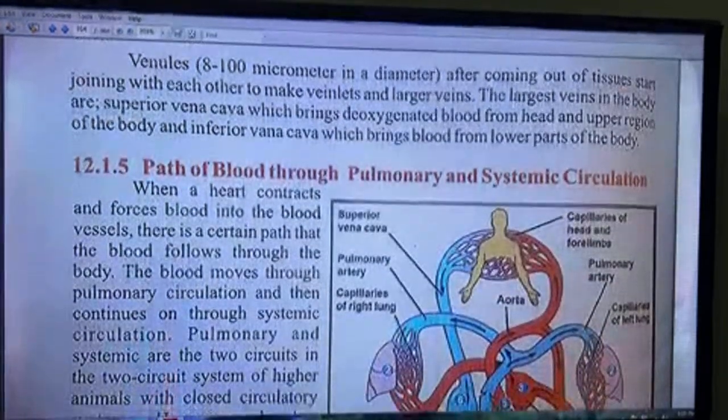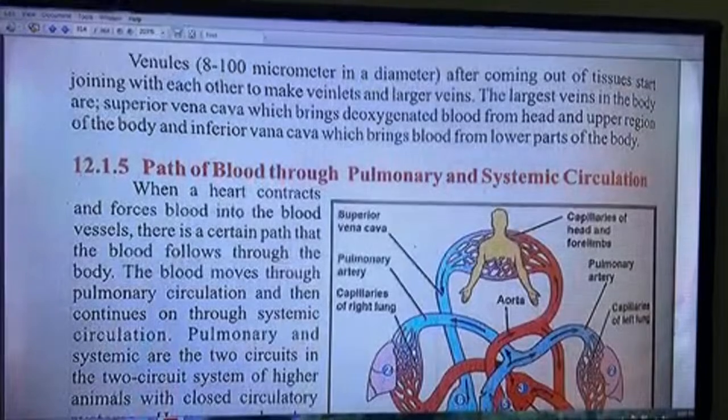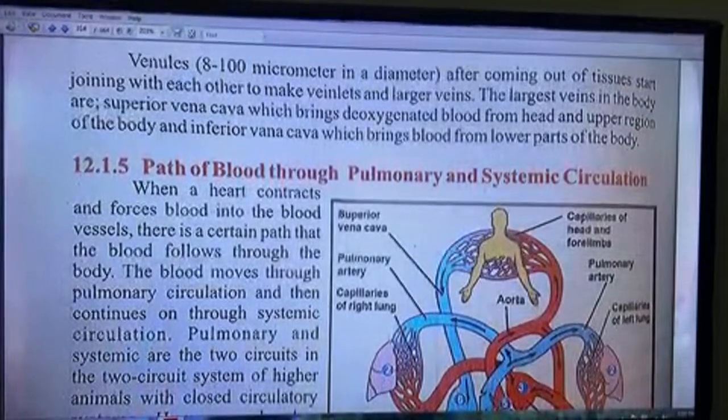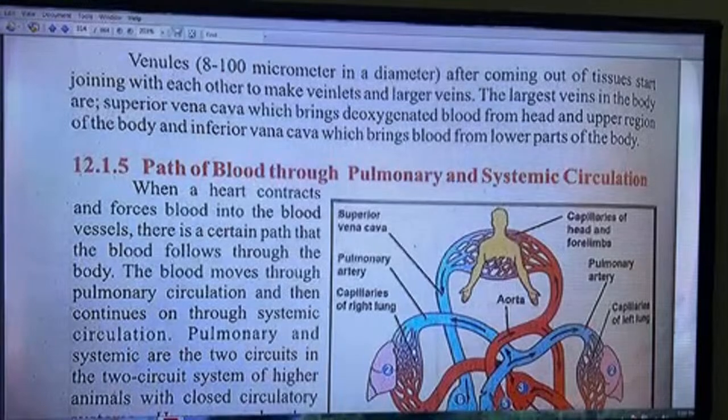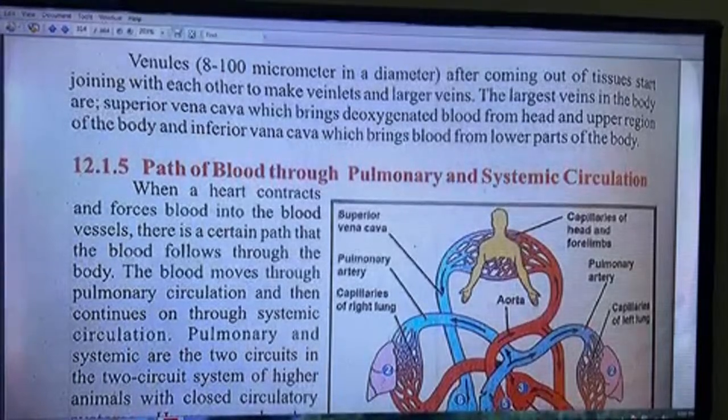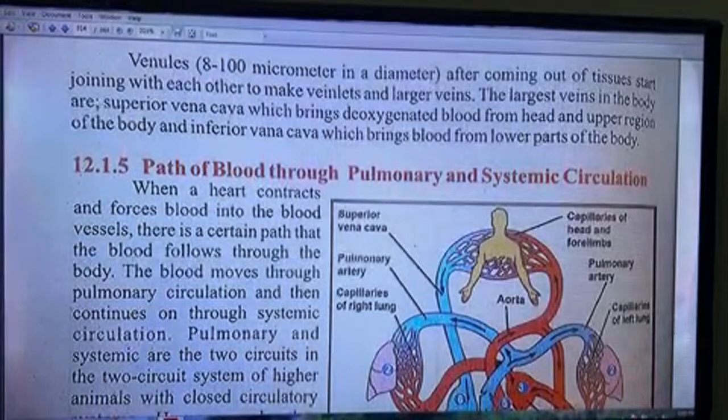Venules, at 200 micrometer diameter after coming out of tissue, start joining with each other to make larger veins. The largest veins in the body are the superior vena cava, which brings deoxygenated blood from the head and upper region of the body, and the inferior vena cava, which brings blood from lower parts of the body.